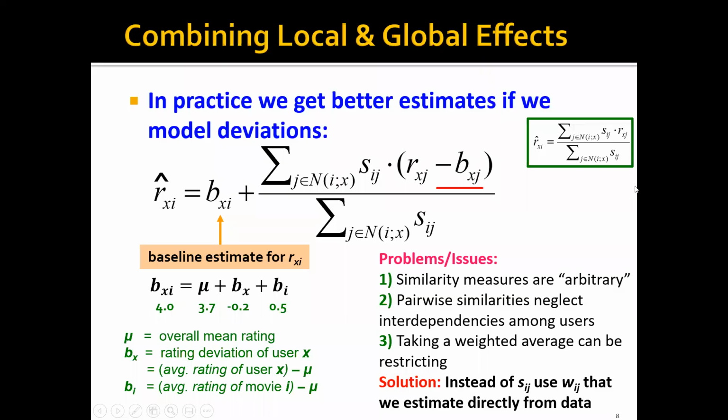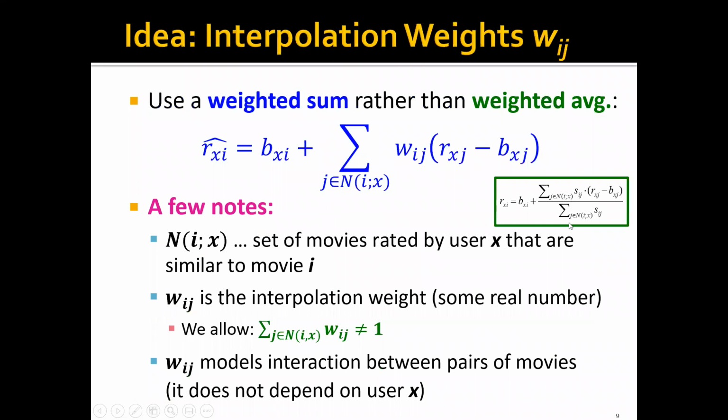In the previous part, we saw that directly using the similarity measures sij is quite restrictive, and we want to relax that to make this more flexible. Concretely, we can do this by using a weighted sum rather than a weighted average, as shown in the equation here. Note that N(i;x) is actually still the set of movies that are rated by the user x that are similar to movie i. So this is exactly the same as before.